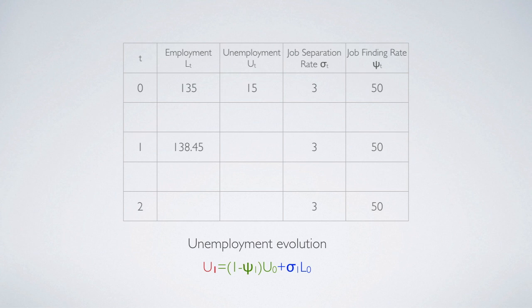And now we switch to the unemployment group for day 1. Then we use the following evolution equation. First, among those 15 million workers unemployed on day 0, 1 minus 50% of them will stay put. And the other part of the unemployed people come from the employed people. We know that 3% of those employed people will become unemployed. That's why we would add 3% times 135. This would give us the unemployment population on day 1 to be 11.55 million.